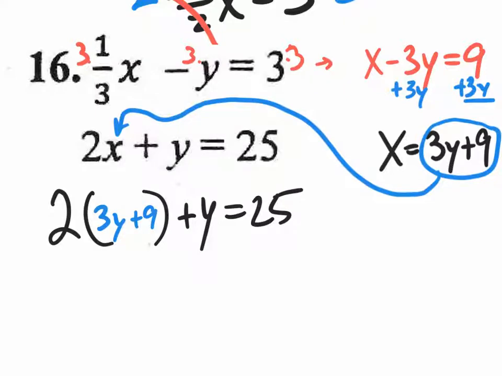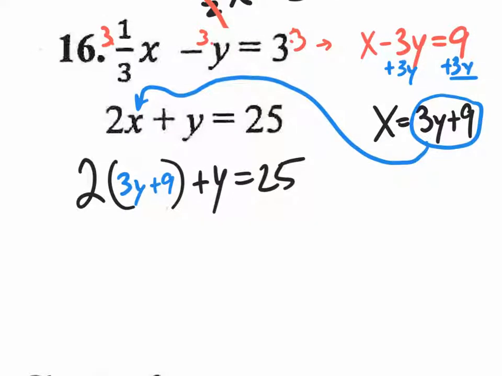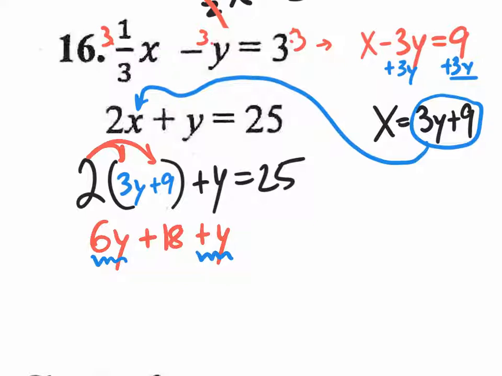So now that's a single variable equation. All we need to do is simplify, distributive property, and combine like terms. So when you distribute 2 times 3y, that's 6y. 2 times 9, that's 18. Bring down the plus y. After distributive property, we're going to combine like terms. So do the 6y with the y. 6y plus 1y is 7y's. Bring down the plus 18. Bring down the equal and the 25.